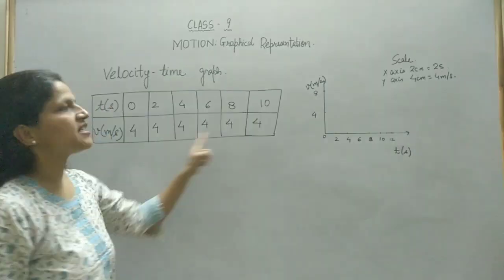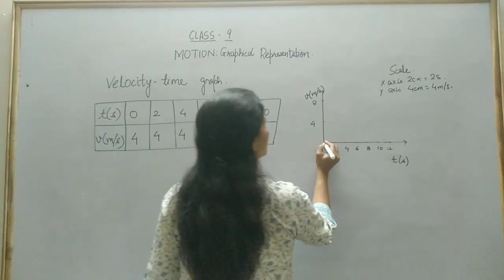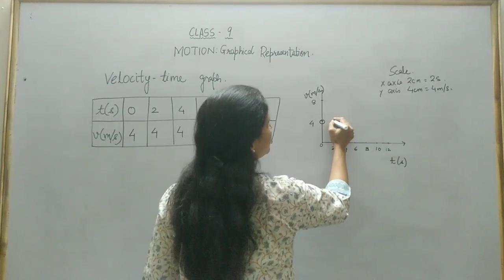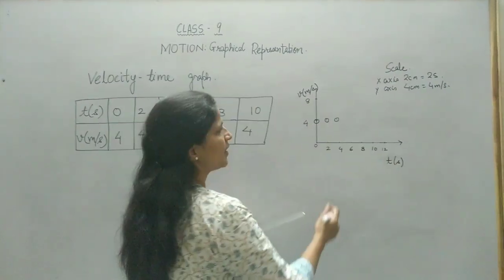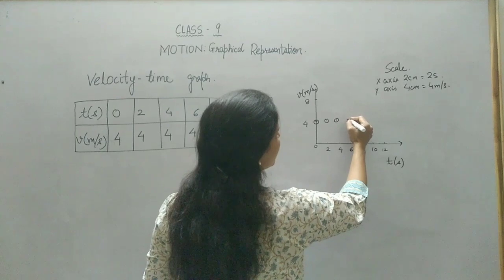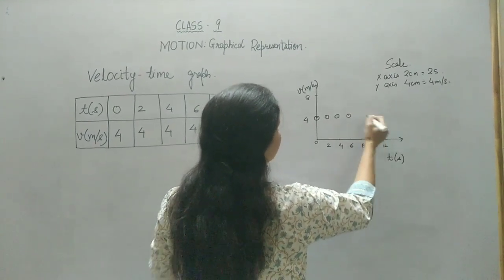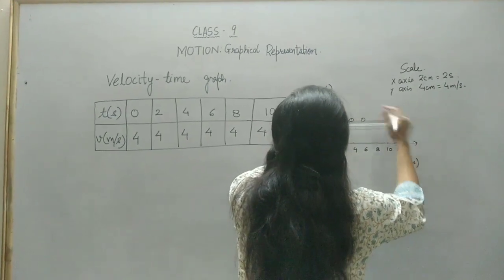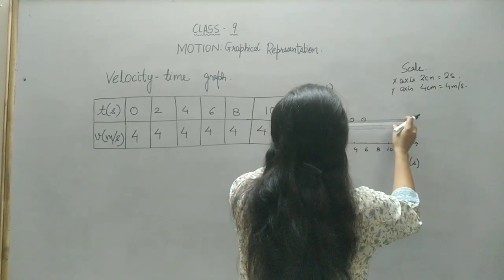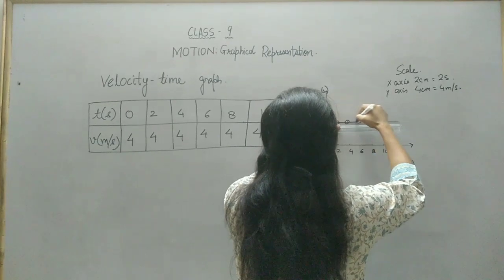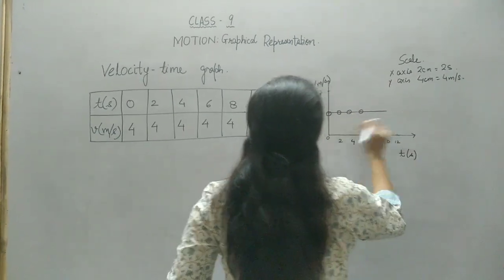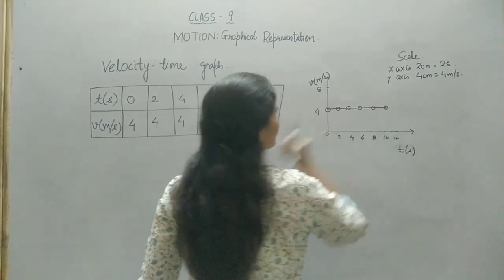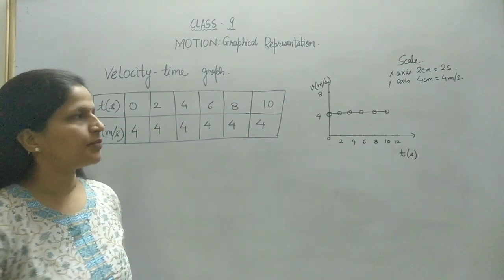So plotting these values on the graph, at 0 the velocity is 0, at time equal to 2 the velocity is again 4, at 6 seconds the velocity is 4, at 8, and all the times. Marking all these points with the help of a scale, we get a horizontal line having a 0 slope, parallel to the x-axis or parallel to the time axis. So this is the first graph that we obtained.